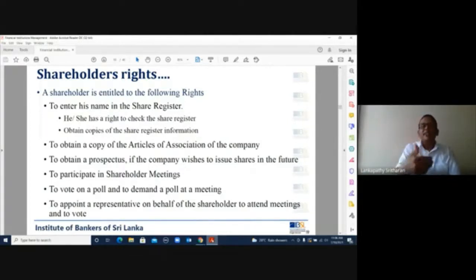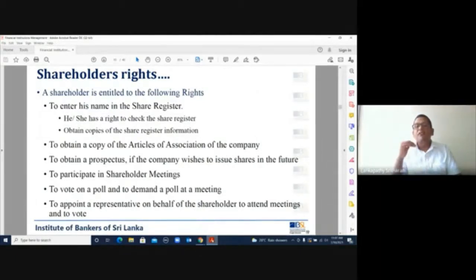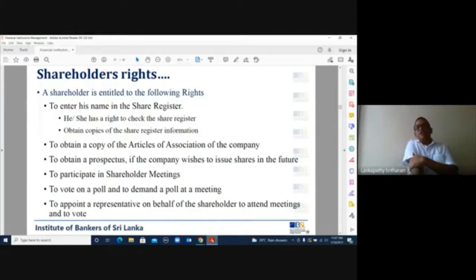At that time, a shareholder can obtain a copy of the prospectus, and participate in the shareholder meeting. Actually, the shareholder has the right to participate in the shareholder meeting because he can exercise his power through that meeting, and to vote on a poll and to demand a poll at a meeting. There are two things here. First, if there is a poll, he can vote. Another is that he can demand a poll at a meeting for anything. Finally, he can appoint a representative on behalf of the shareholder to attend the meeting and vote. So he has a right to appoint anybody as a representative for him or her.